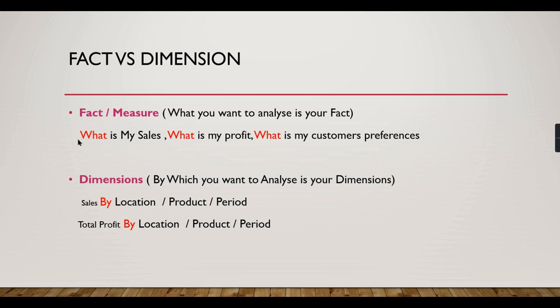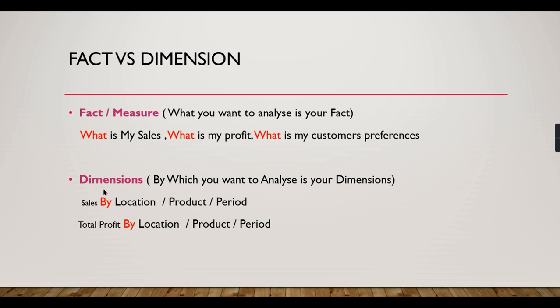I want to introduce some new concepts or terminologies so that they will be familiar. In the data warehouse world, there are two terminologies everyone should be aware of: fact or measures, and dimensions. A fact is what you want to analyze, like what is my sales, what is my profit, what is my customer's preference. These are the numerical quantities that you want to aggregate and see. That is what your facts are.